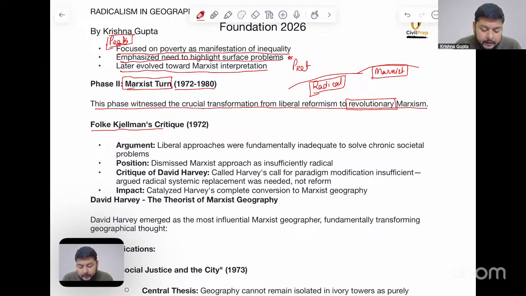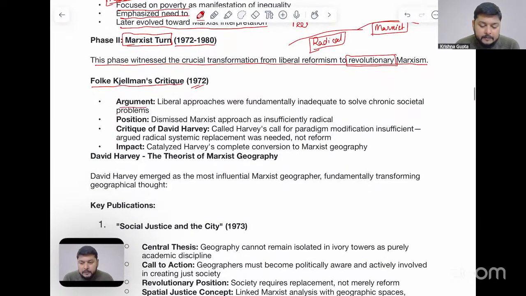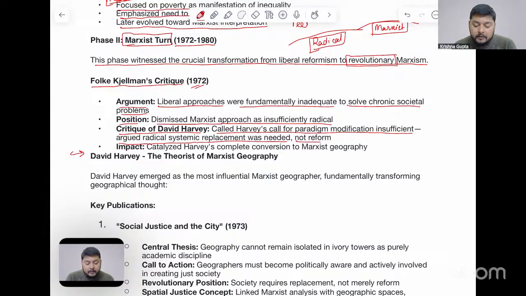Here, Kalman's critique was given in 1972. The argument was that liberal approaches were fundamentally inadequate to solve chronic societal problems. His position was that he dismissed the Marxist approach as insufficiently radical. So this was an important critique given by Kalman. He critiqued David Harvey also. We'll be studying David Harvey later. He called Harvey's call for paradigm modification insufficient. He argued radical systematic replacement was needed, not reform.